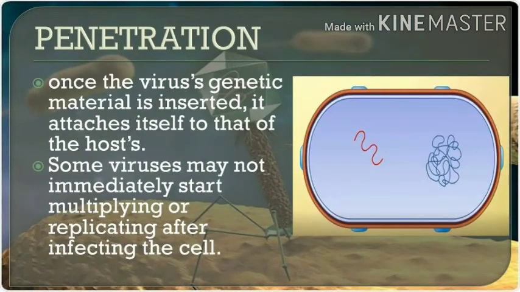The first stage of the lysogenic cycle is penetration. Once the virus genetic material is inserted, it attaches itself to that of the host. Some viruses may not immediately start multiplying or replicating after infecting the cell. In case it does not start replicating, the virus is said to be dormant. The virus genetic material is known as prophage while it is in the dormant stage.